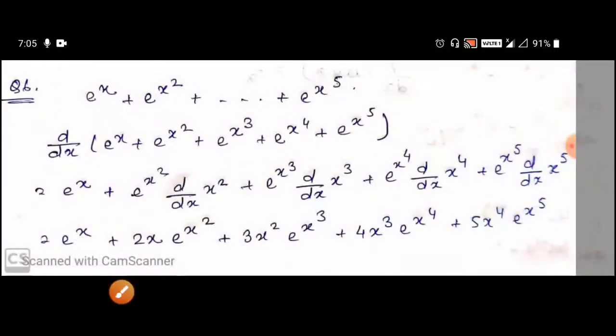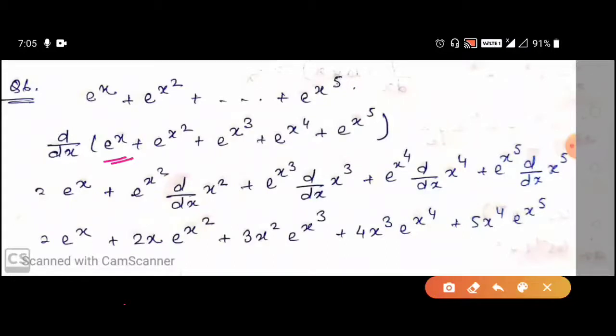Question number 6. Here it is given e to the power x plus e to the power x square plus e to the power x cube plus e to the power x to the power 4 plus e to the power x to the power 5. Now we have to differentiate this. So here we will differentiate e to the power x with respect to x. So the answer is e to the power x.